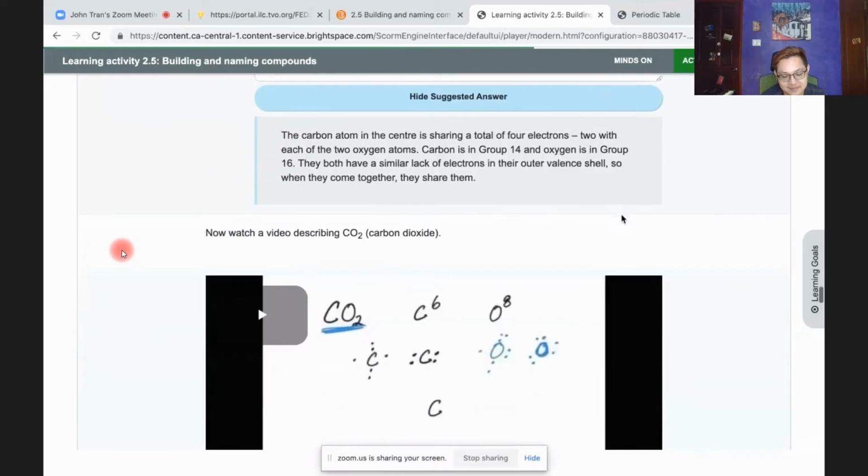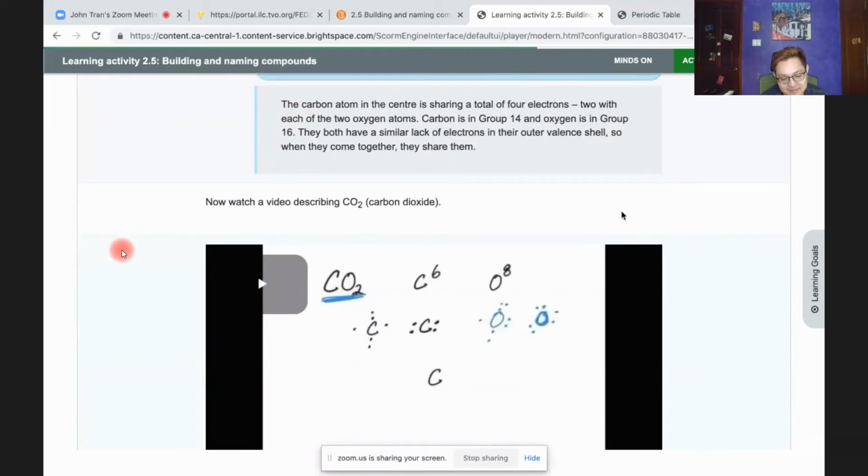The carbon atom in the center is sharing a total of group 2 with each of the 2 oxygen atoms. Carbon is in group 14. The oxygen is in group 16. They both have a similar lack of electrons in their outer valence shell, so when they come together, they share them.